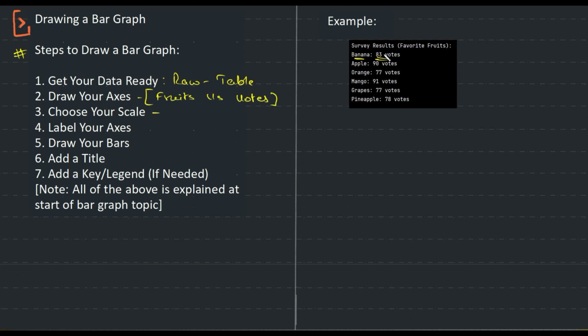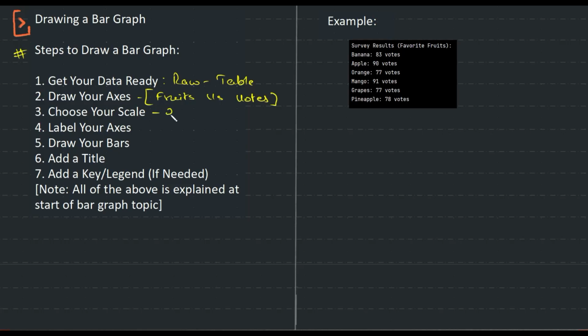Choose your scale. So for that, we need to look at the maximum and the minimum. So everything is under 90s and 70s and 80s. So maximum and minimum is, so we need to take a scale of 10, I guess. If my space allows me to take 10, I'll take 10. If not, I'll take 20.